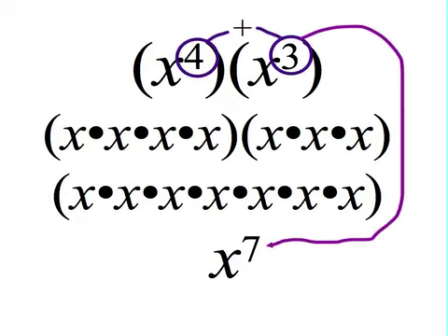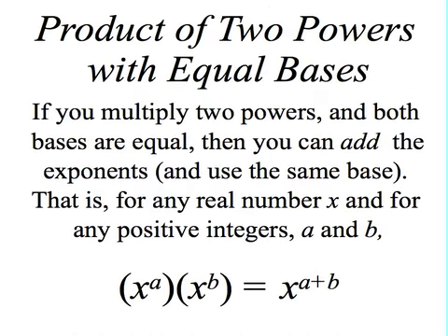4 and 3 adds up to 7, and that leads to this rule, the product of 2 powers with equal bases. If you multiply 2 powers and both bases are equal, then you can add the exponents and use the same base. That is, for any real numbers x and for any positive integers a and b, x to the a power multiplied by x to the b power is equal to x to the a plus b power.